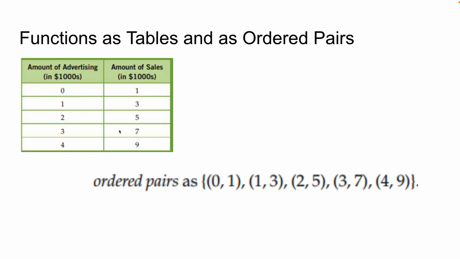So it's kind of related, right? You can see the relationship there. So you can use tables like that, with an input column and an output column. We can put these as ordered pairs, like (0, 1), (1, 3), (2, 5), (3, 7), (4, 9), all in parentheses.